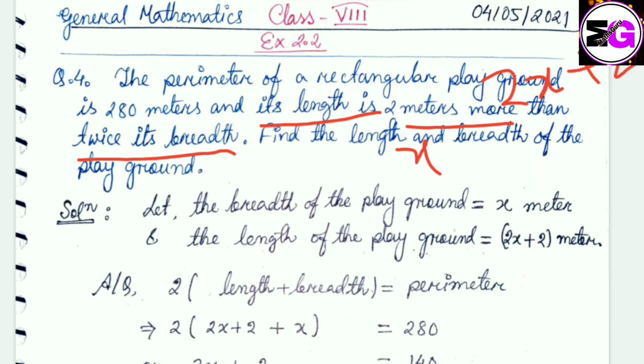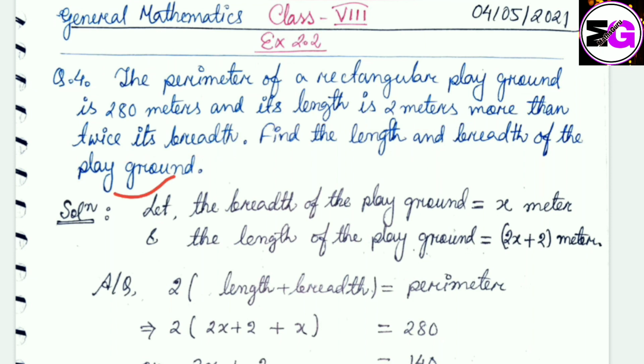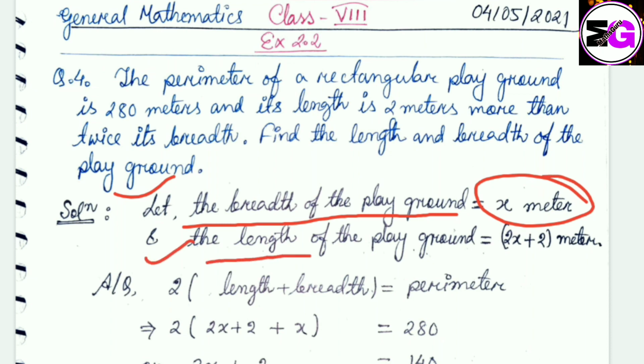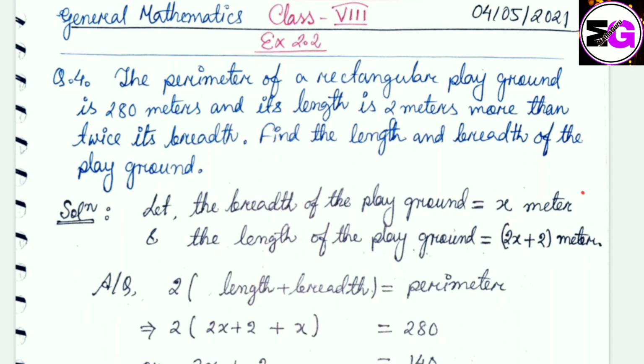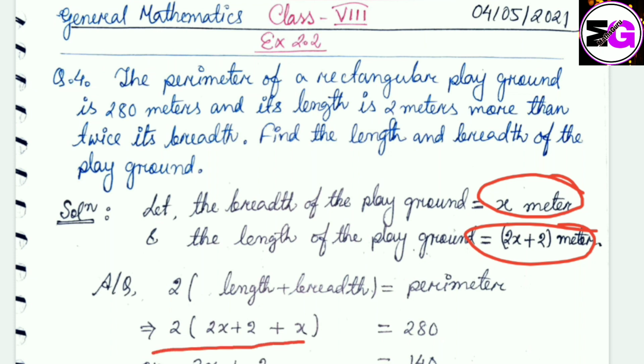Okay, so let the breadth of the playground be x meters, then the length of the playground equals twice x plus 2 meters according to the question. So according to the question, 2 into (L plus B) equals the perimeter, or 2 into (length plus breadth) equals the perimeter. As we have got, this is the breadth and this is your length. So putting the values, 2 into (length is twice x plus 2 and breadth is x).